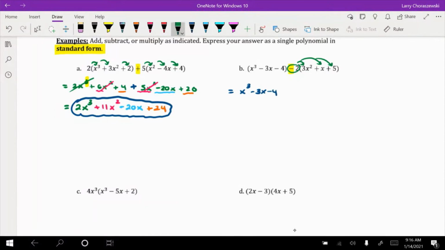And if we distribute the negative 2, we'll have to do negative 2 times 3x squared, gives us negative 6x squared. Negative 2 times x is negative 2x, and then negative 2 times 5 is negative 10. So I'll give you folks a moment to combine like terms and write the answer in standard form, and I'll check in with you in just a few seconds.